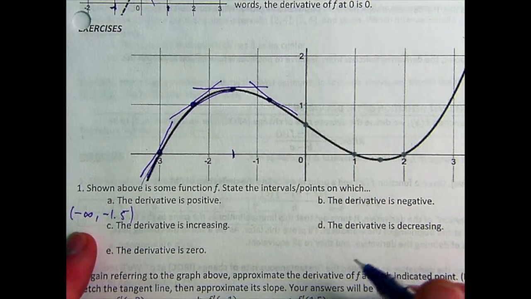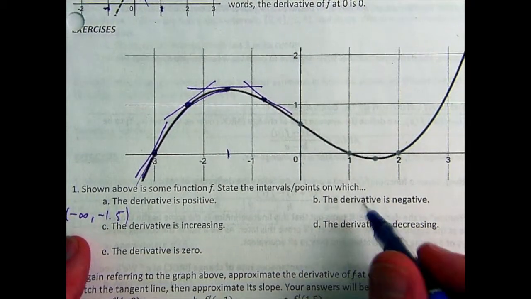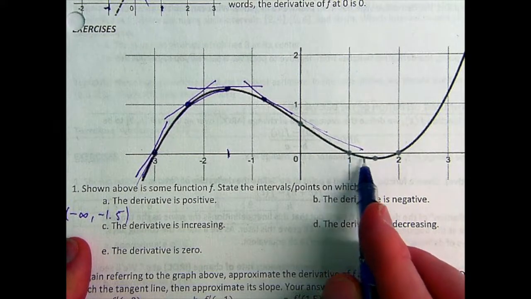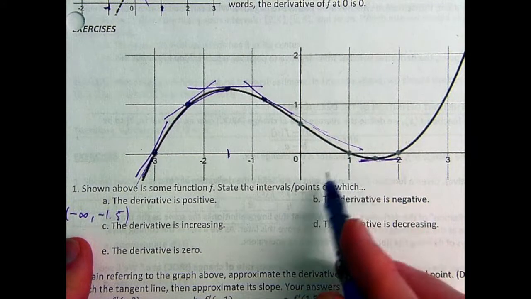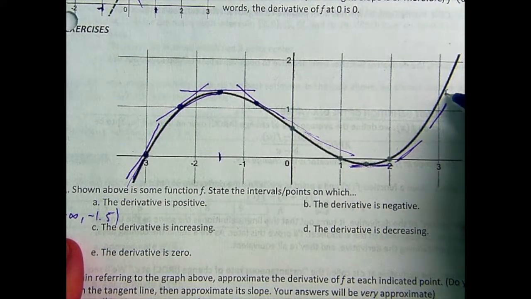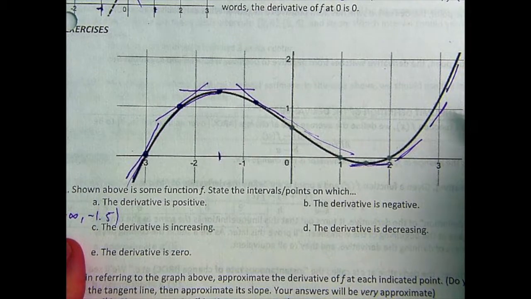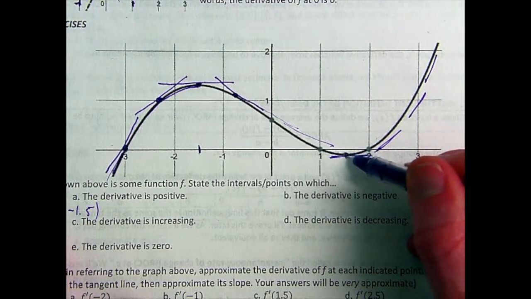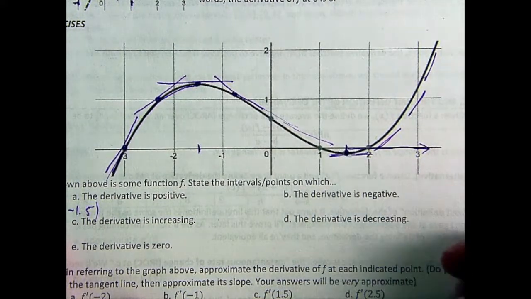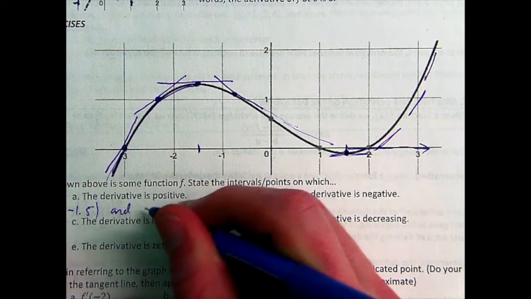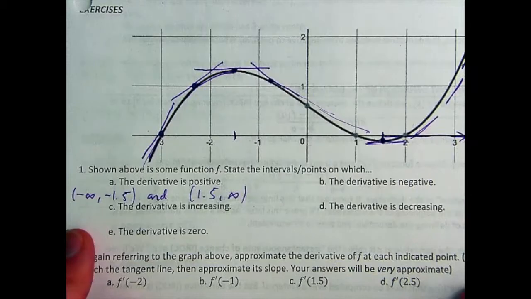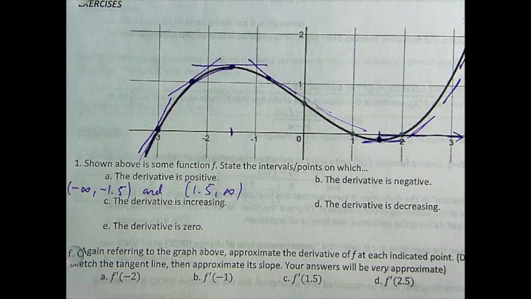But we should ask ourselves, is there anywhere else where the derivative is positive? And the answer is yeah. If you look, it's still negative here, still negative here, but then it looks like the slope of the tangent line is 0 here, and then the slope of the tangent line becomes positive again, right? So I think that the derivative is positive from here off to +infinity. That looks like +1.5 to me, so I'm going to say +1.5 out to infinity. So those are the places where the derivative is positive.